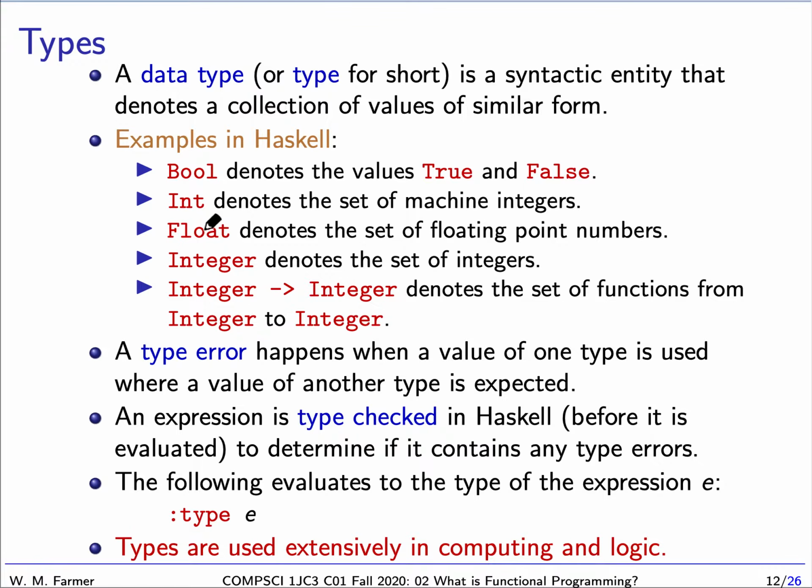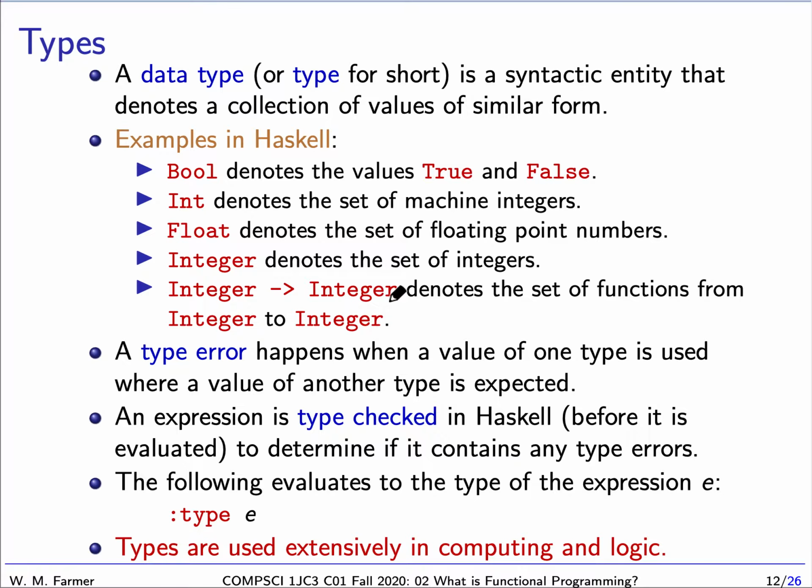Float denotes the set of floating point numbers. Integer denotes the set of integers. By the way, it denotes the full set of all integers, including negative and positive integers as well as 0. Integer arrow Integer denotes the set of all functions that take an integer as input and return an integer as output.